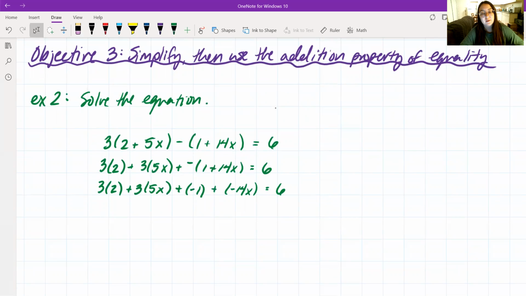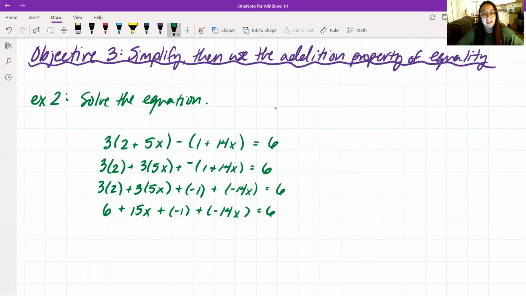And now we want to do our multiplications. So our first term here, 3 times 2 is equal to 6, plus 3 times 5x, which is 15x. And then we have plus negative 1 and plus negative 14x is equal to 6. So we have like terms. We have 15x and negative 14x are like terms, and 6 and negative 1 are like terms.